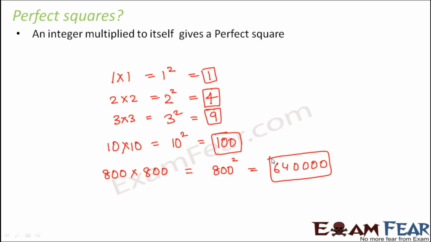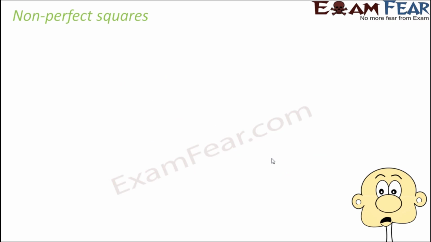But don't we think that every number is a perfect square? No, that's not the case. Only some numbers are perfect squares. In fact, that is why we have given this special name to these numbers. So let's see what are non-perfect squares, that means those numbers which are not perfect squares, and where do they lie?